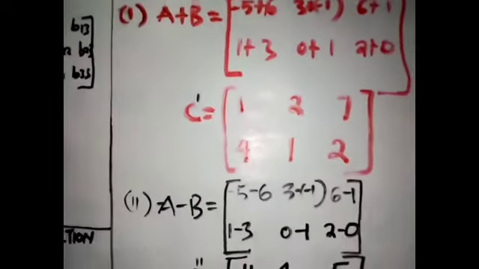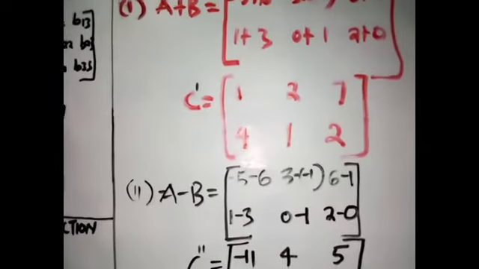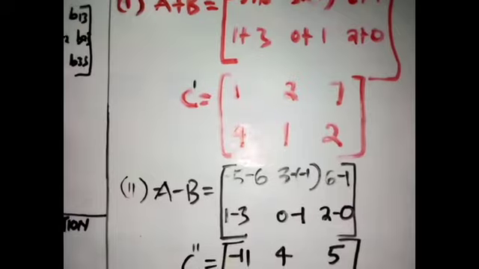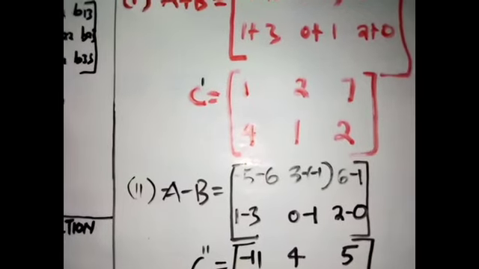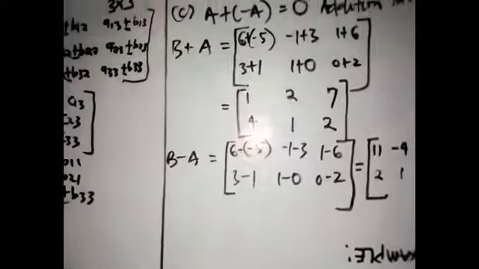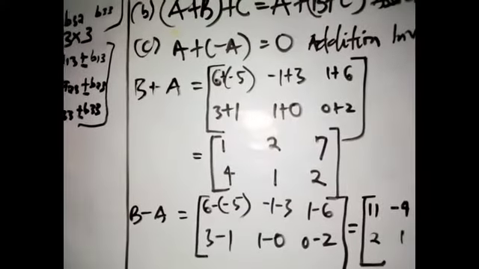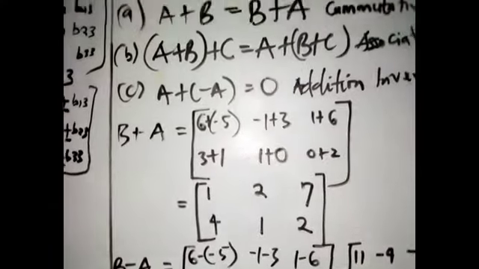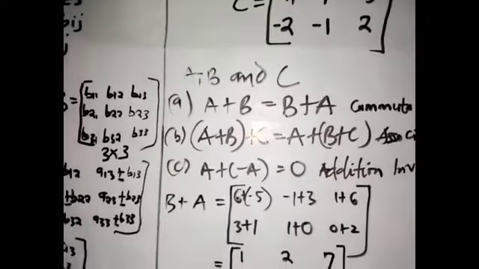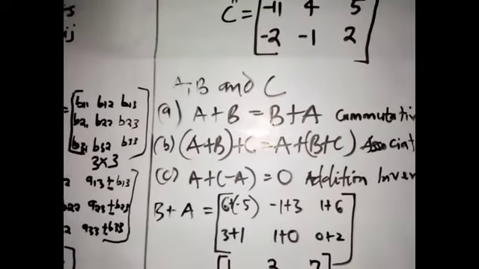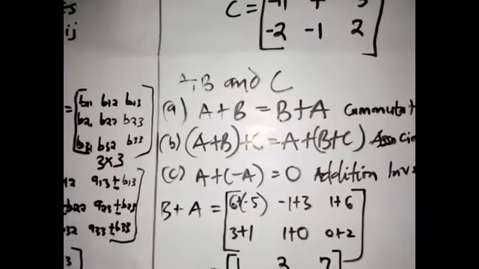Now let us find out about our solutions here. The sum of A and B is 1, 2, 7, 4, 1, 2, and this expression equals B plus A, 1, 2, 7, 4, 1, 2, which signifies that addition operation is commutative. That is, A plus B is equal to B plus A.